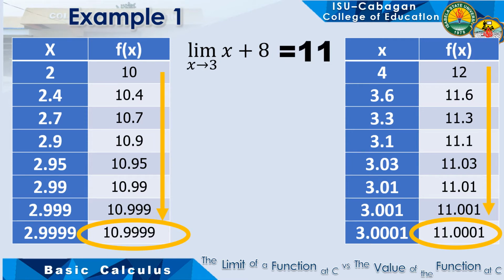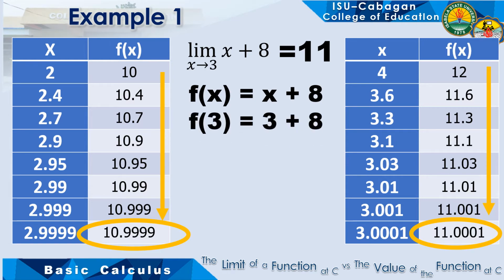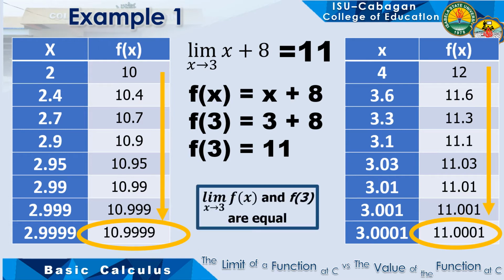Now, we are going to find the value of the function at x equals 3. Our function is x plus 8. So f of 3 is equal to 3 plus 8. Therefore, f of 3 is equal to 11. As you notice, the limit of the function, which is 11, is equal to the value of the function at x equals 3, which is 11. Thus, the limit of the function f of x as x approaches 3 and f of 3 are equal.